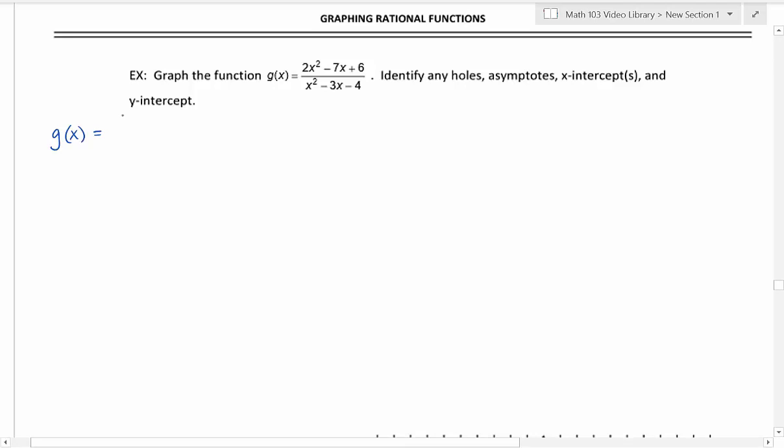Our numerator factors into 2x minus 3 times x minus 2, and the denominator factors into x minus 4 times x plus 1. Notice there are no common factors. That tells us that there are no holes in the graph of this function.